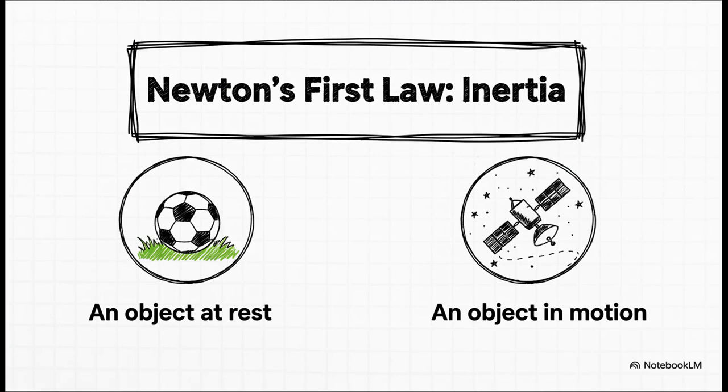Okay, Newton's first law. It's all about something called inertia. And put simply, it just means that objects are kinda lazy. They like to keep doing whatever they're already doing. If an object is sitting still, it'll stay still. If it's moving, it'll keep moving in a straight line at a constant speed forever, unless some other force messes with it.